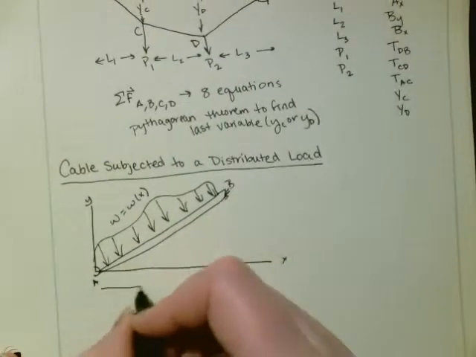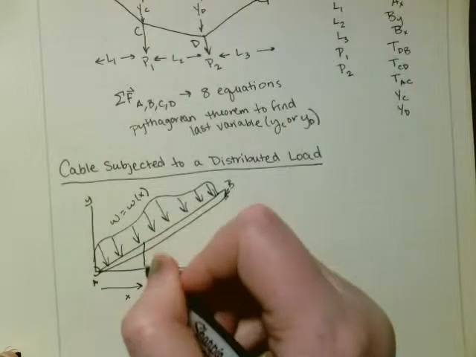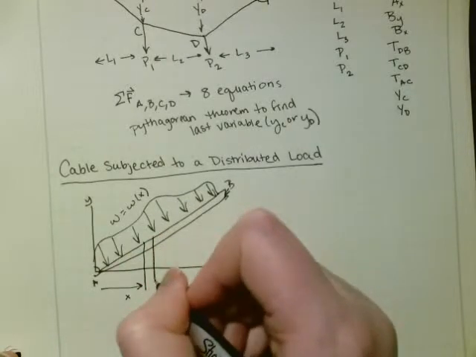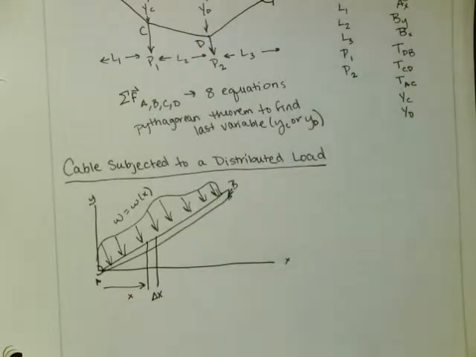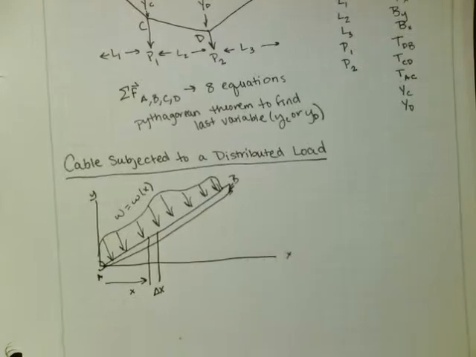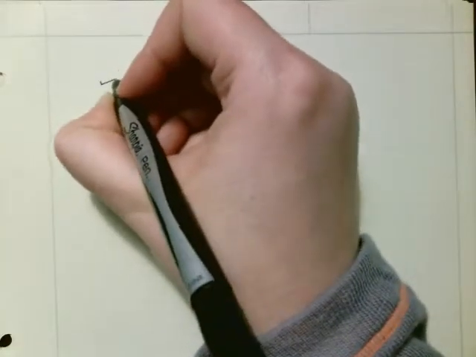And then we're looking at some point X along the cable, and this is delta X. So what I would need to do is draw a free body diagram of that delta X segment. So this is my cable.